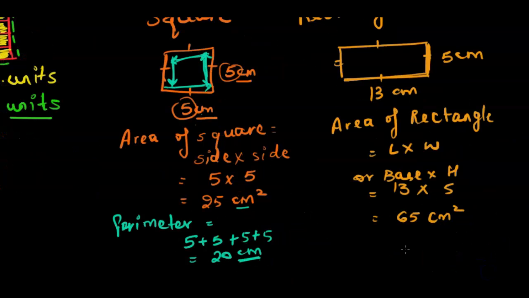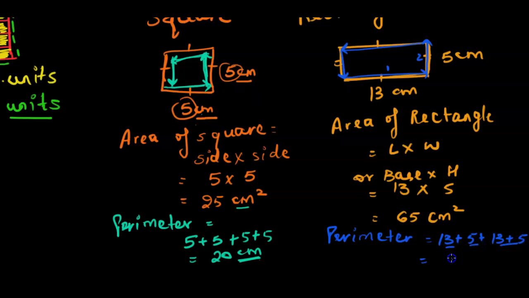centimeter square. Let's say we want to find the perimeter of this rectangle. Again we have to walk around the shape. So side 1, then side 2, side 3, side 4. Side 1 is 13 plus side 2 is 5 plus side 3 is 13 plus side 4 is 5 again. 13 plus 5 is 18, plus 18 is 36 centimeters. And this is how we find the area and perimeter of a square and a rectangle when the dimensions are given.